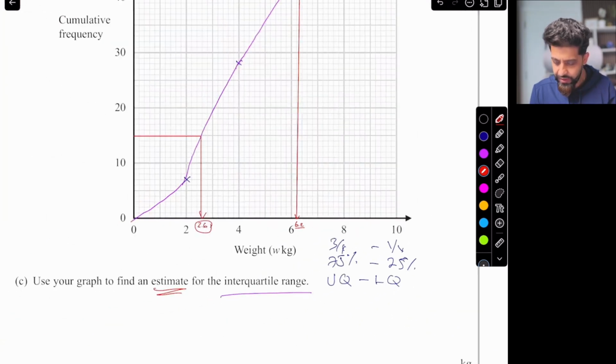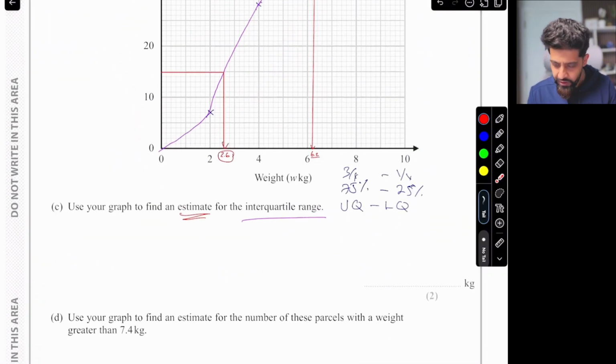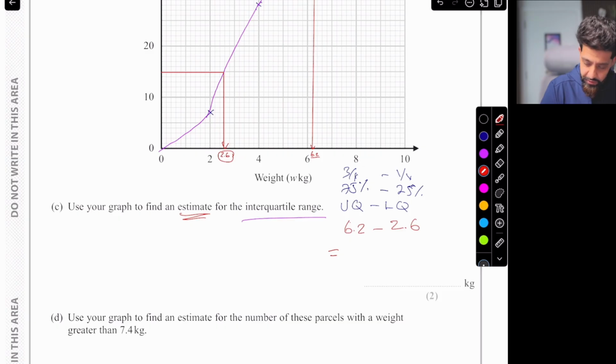All right, so now the gap. All I'm doing is finding the gap between them, and that would be the estimate for the interquartile range. So it would be upper quartile, which is 6.2, minus the lower quartile, which is 2.6. I can use my calculator here. So 6.2 minus 2.6, and the answer is 3.6 kilograms.